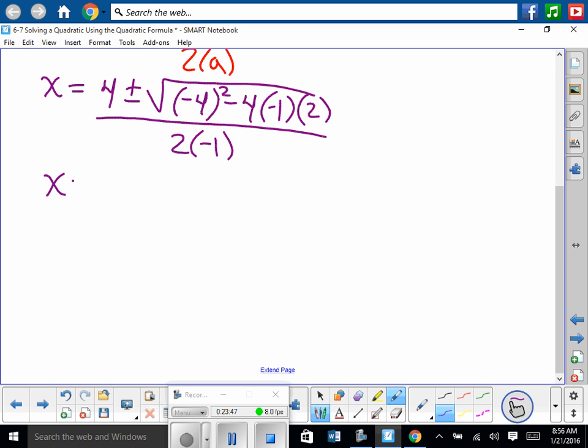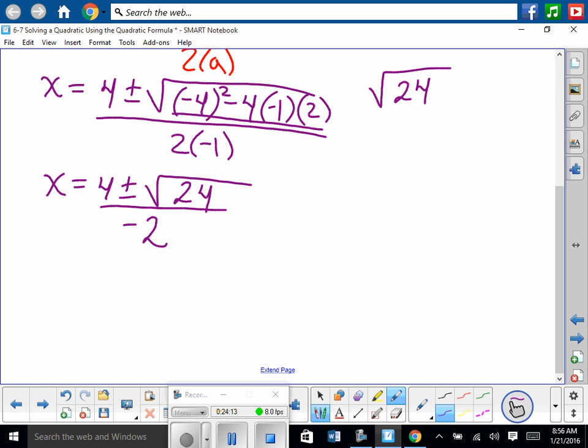Simplifying it, we'll have x is equal to 4 plus or minus the square root. I'm going to take my calculator and calculate that. And if you do it correctly, you get 24. Very good. So we have the square root of 24, all over 2 times negative 1, which is negative 2. So this is where you go off to the side and say, what's the square root of 24? You try it in your calculator. It's a decimal, so we have to break it down by hand.